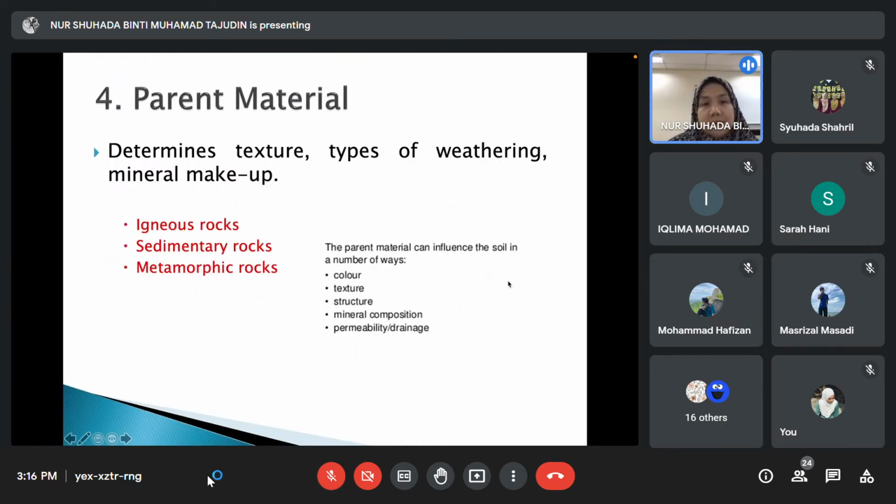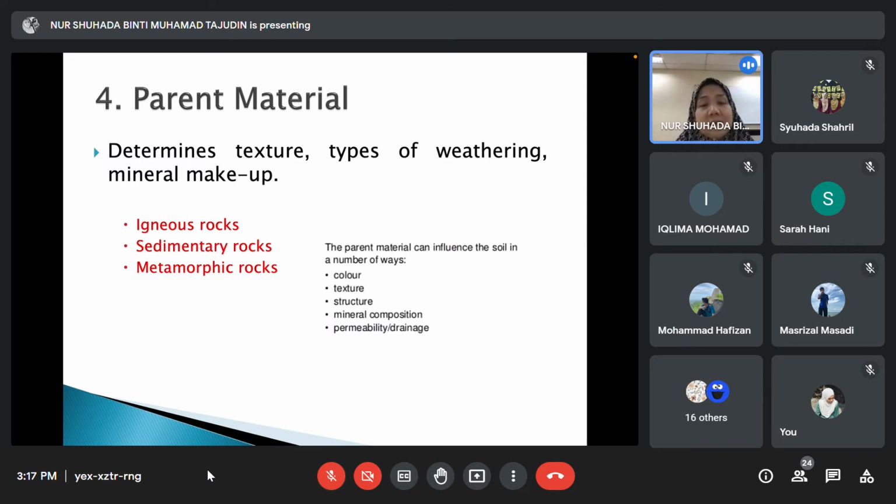Okay, the fourth factor: parent material. What is parent material? Parent material determines the texture, types of weathering, and mineral makeup. As I mentioned, it is interrelated. Parent material can influence soils in a number of ways: the color, the texture, the structure, the mineral composition, and the permeability or drainage.